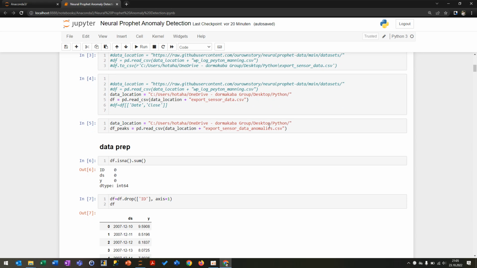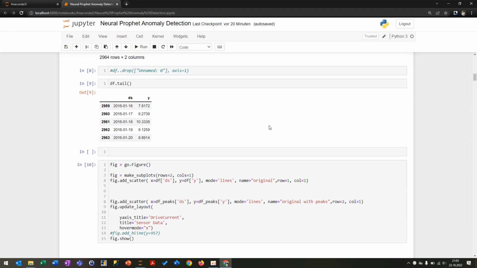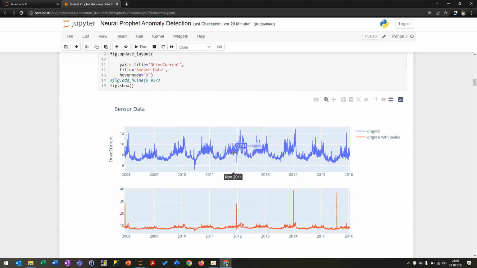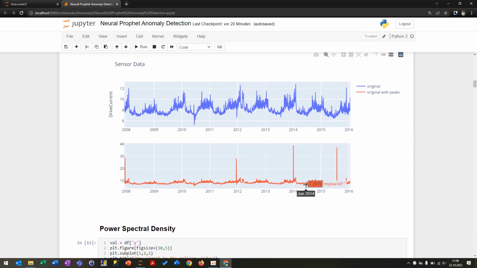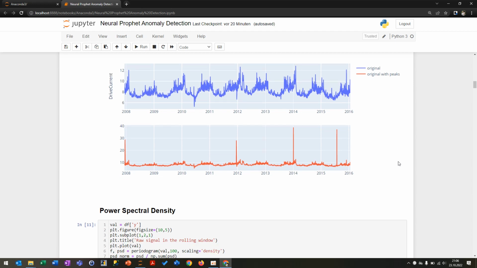So I'm using two signals, which I will show you here. I have a blue original signal, and the red is the same signal but with four peaks, which I inserted in the signal to simulate the anomalies, actually.